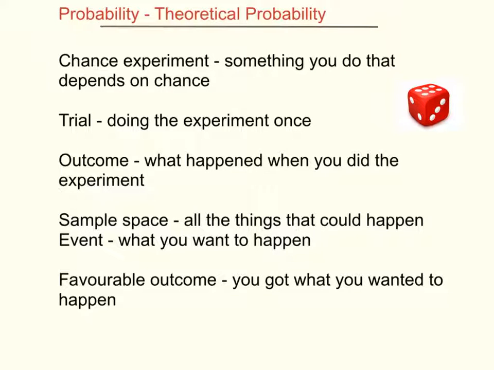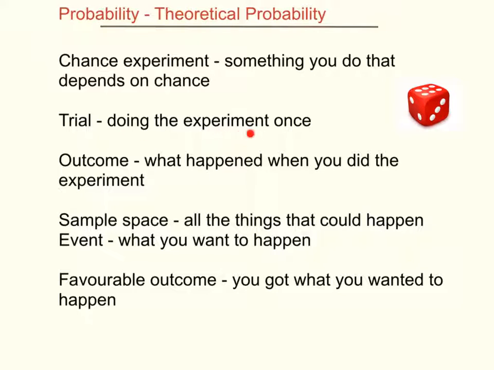When we're doing probability, we need to understand some words. I'll start off by saying that a single die like this is called a die, and dice is actually plural, so you'd need to have two or more to have dice. So the chance experiment. A chance experiment is something that depends on chance, like rolling a die.